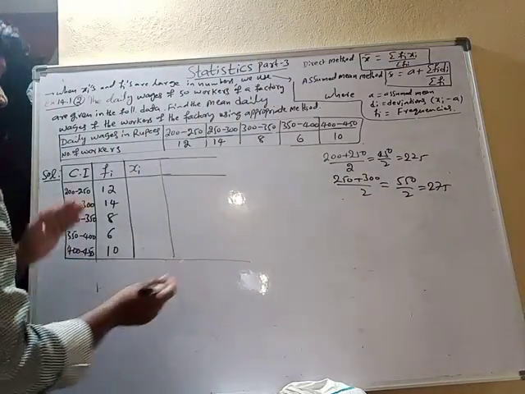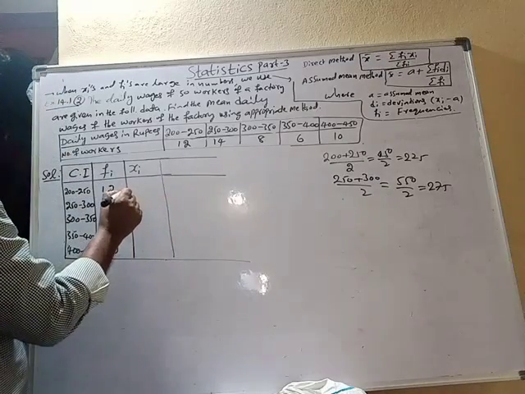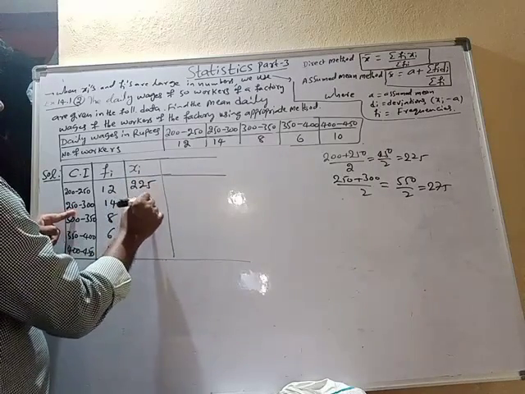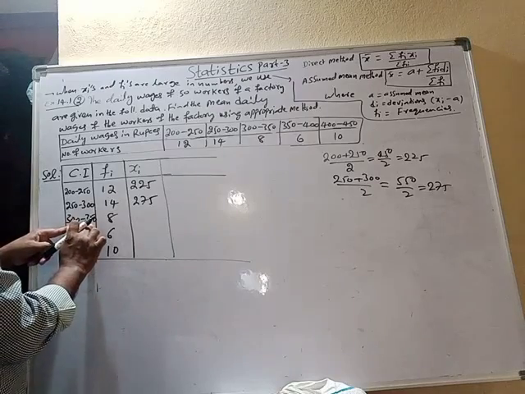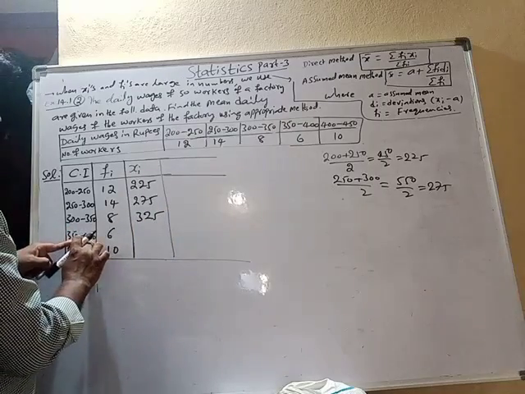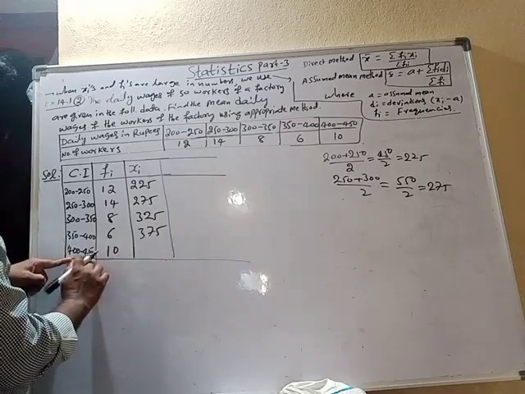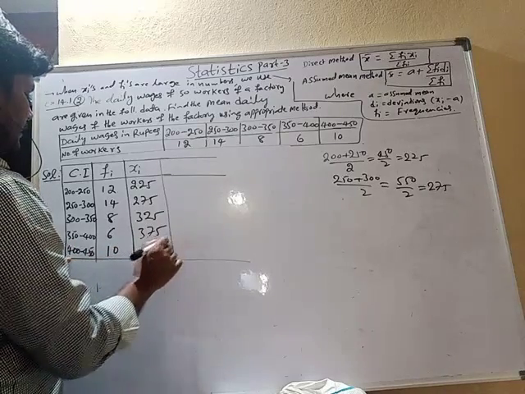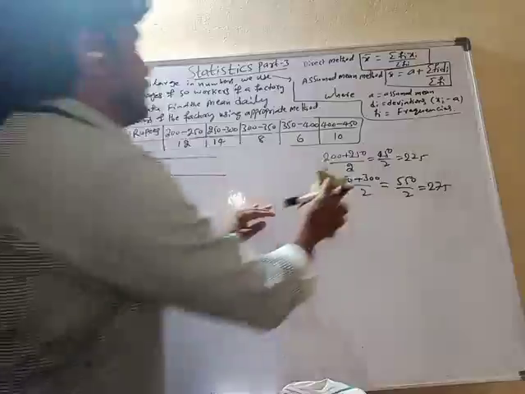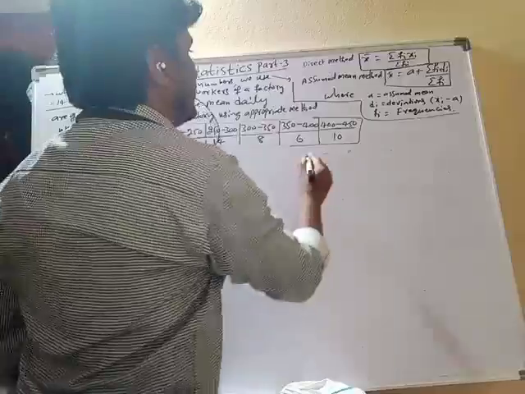Similarly, for all the remaining class intervals you have to calculate the mid values. We get 225, then 275, 300 to 350 mid value is 325, and 350 to 400 mid value is 375, and 400 to 450 mid value is 425. Then remember the formula. What is the formula given? The assumed mean method: x bar is equal to a plus summation fi di by summation fi.